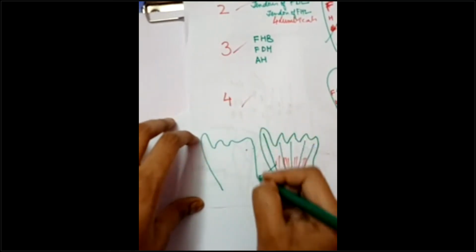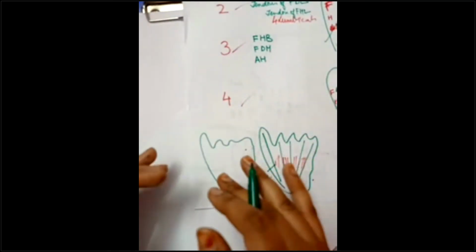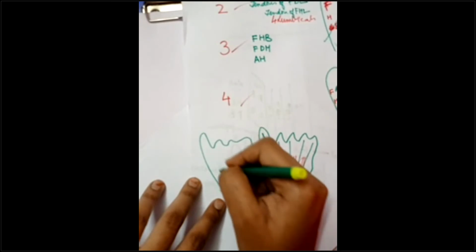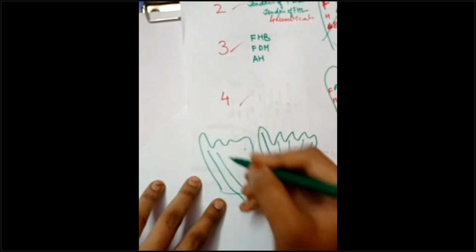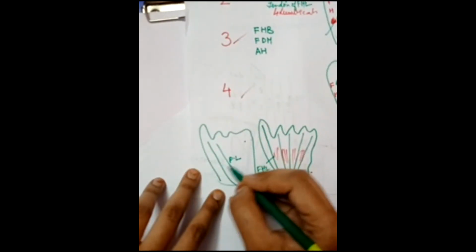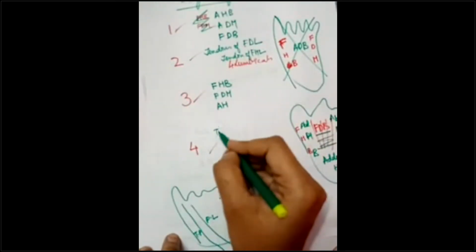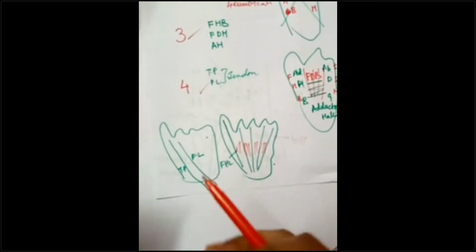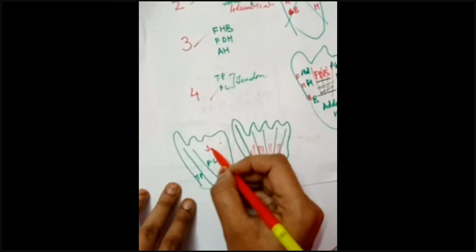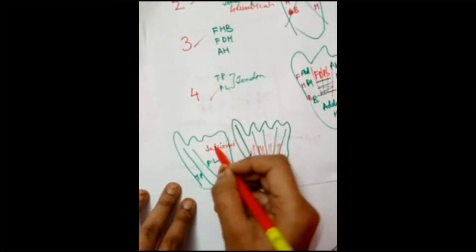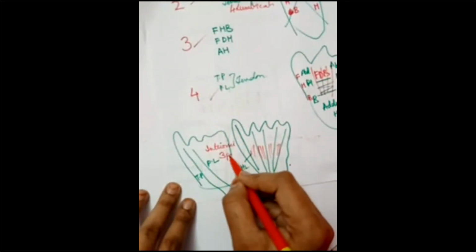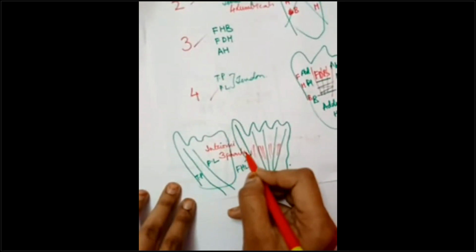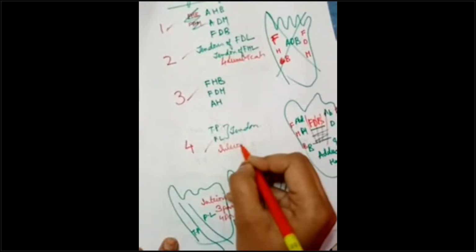Now the fourth layer. What are we taking in the fourth layer? We are taking deep tendons: your tibialis posterior tendon and your peroneus longus tendon, which is coming. And all the remaining muscles. Which small ones are left? Interossei. 3 palmar, 3 plantar, 4 dorsal. All interossei. Isn't it simple?